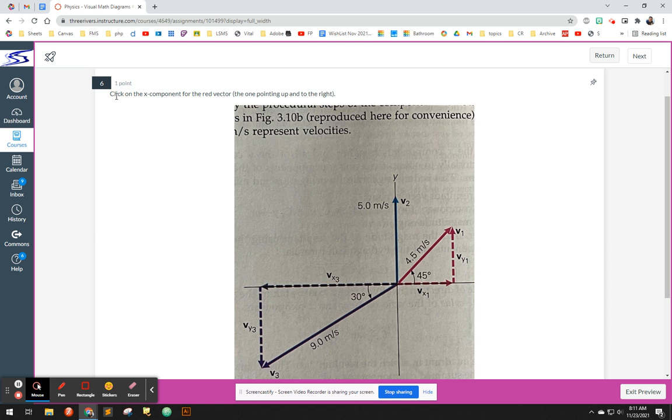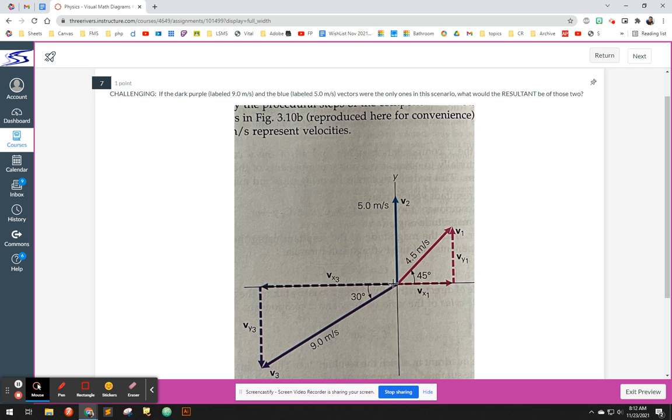Click on the x component for the red vector. The one that's pointing up and to the right. Yeah, the x component is that one. Pretty simple. If the dark purple, talking about 9 and 5, all right, so 9 and 5 are the only ones in the scenario. This one's already, like, perfectly vertical. 9 is not. So let's break this 9 up into its horizontal and vertical components.